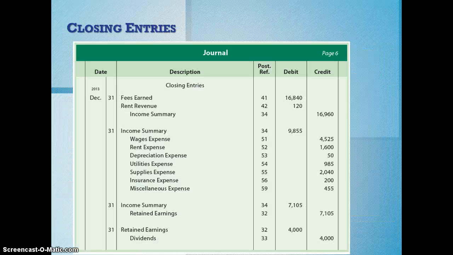And this is what it looks like in general journal format. Okay, step one, step two, step three, step four. When we post this journal entry, we'll end up with all of these accounts except retained earnings having a zero balance, because these are all temporary accounts except retained earnings.